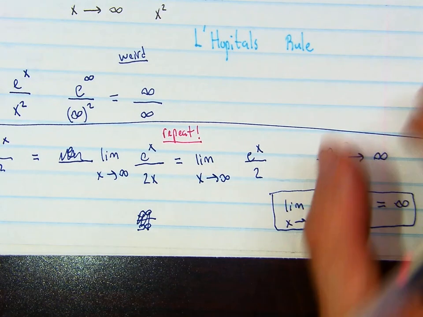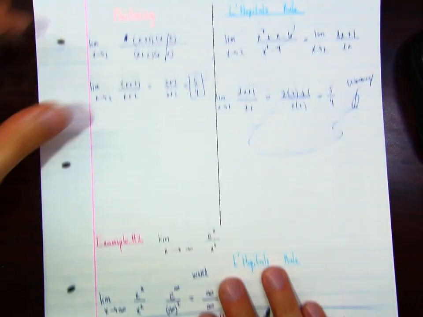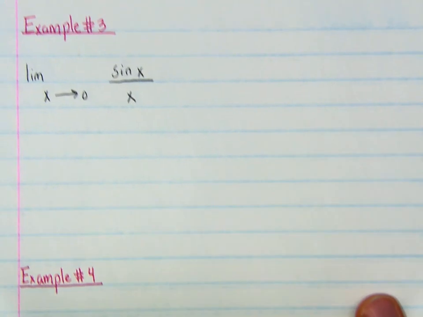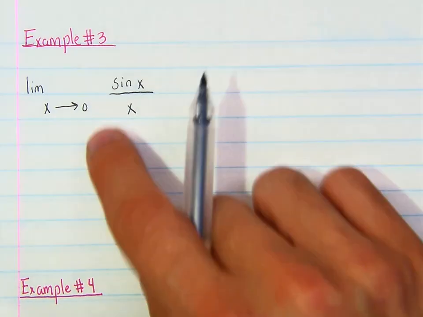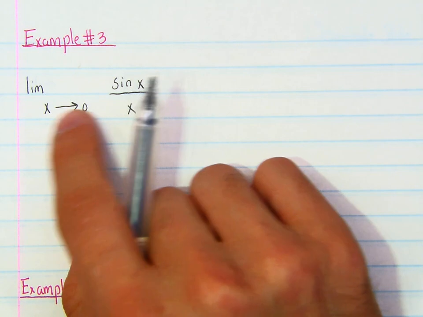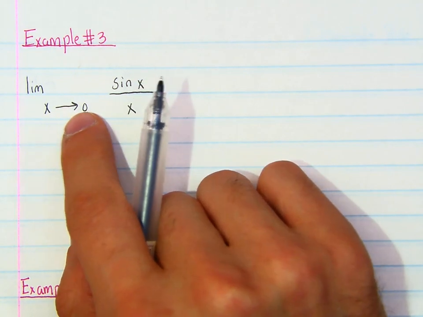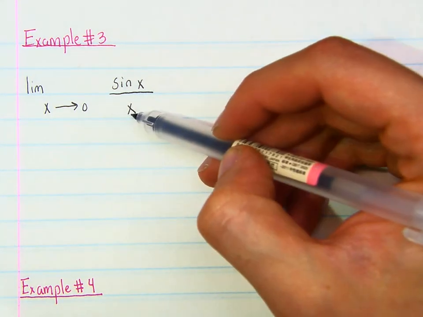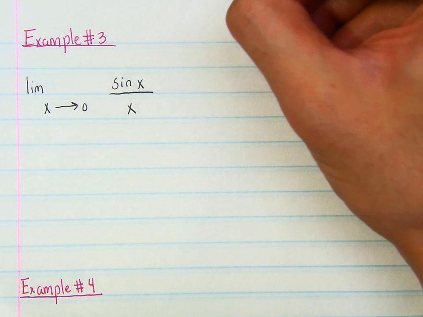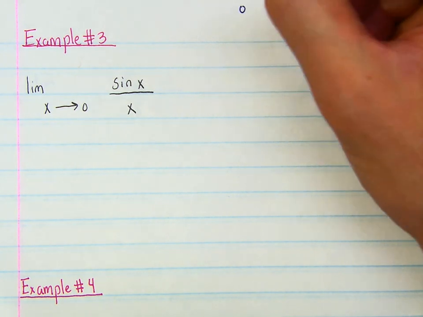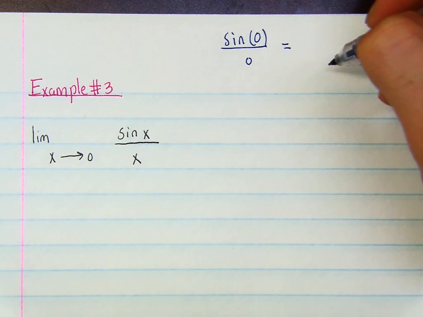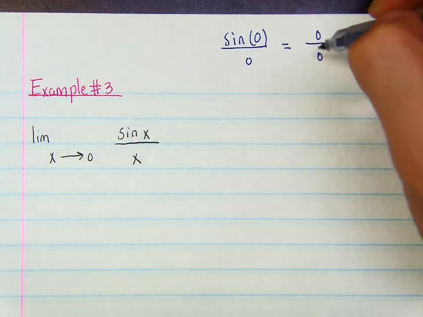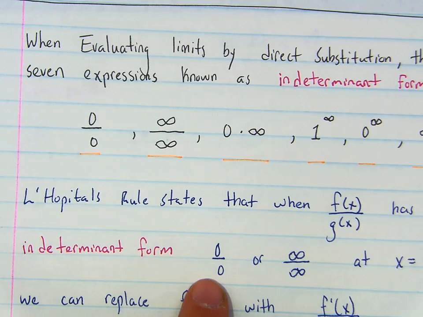Okie dokie. Let's try the next one, this one over here. Now this one will be very nice for us. It says the limit as x approaches 0 of sine of x over x. Now here, are you allowed to plug in 0? No, because what is sine of 0 over 0? What is the sine of 0? That is 0. And so you have 0 over 0. So notice we have this indeterminate form of 0 over 0.